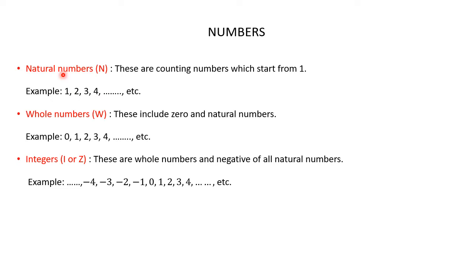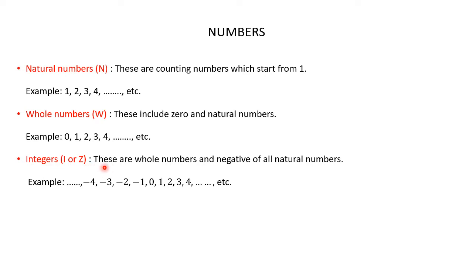Natural numbers, whole numbers, and integers are the most basic forms of numbers. Now let us understand the meaning of these numbers. Natural numbers are counting numbers which start from 1. Example 1, 2, 3, 4, etc. Natural numbers are denoted by the letter N. Whole numbers. Whole numbers include 0 and natural numbers. Example 0, 1, 2, 3, 4, 5, 6, 7, etc. Whole numbers are denoted by the letter W.